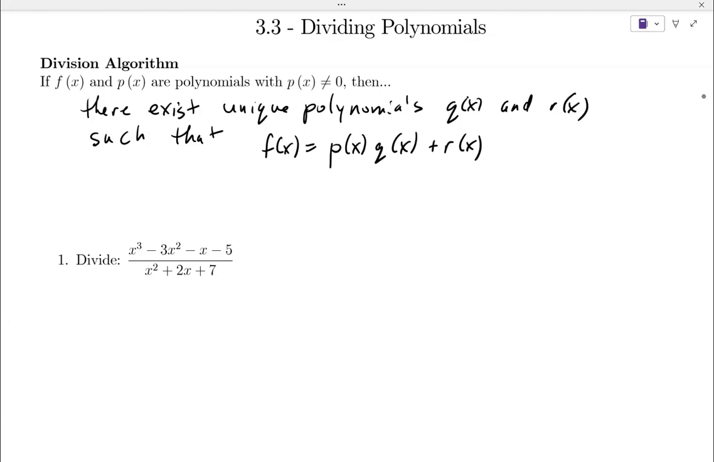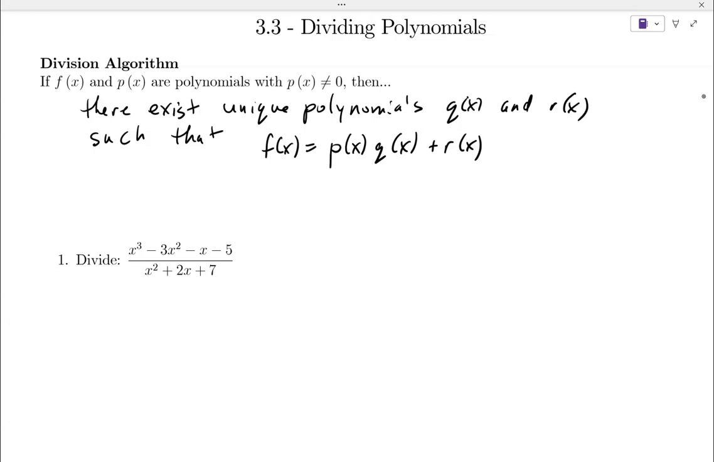So for an example, when I just said when we did 15 divided by 6, we got a quotient of 2 and a remainder of 3. That would mean that I could write 15 as 2 times 6, quotient times 6, plus 3, plus the remainder. Okay, so it's just written in a slightly different form, but it's the same kind of idea.